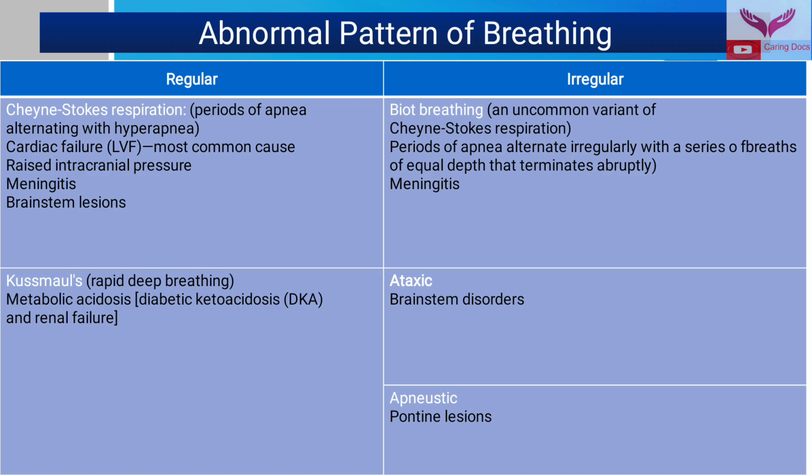Kussmaul respiration is rapid deep breathing, and it is seen in metabolic acidosis because of diabetic ketoacidosis and renal failure. Irregular respiration pattern is seen in Biot breathing. Biot breathing is an uncommon variant of Cheyne-Stokes respiration. Here we see periods of apnea alternating irregularly with a series of breaths of equal depth that terminate abruptly, and it is seen in meningitis. Ataxic irregular breathing pattern is seen in brainstem disorder, and apneustic pattern of breathing is seen in pontine lesions.